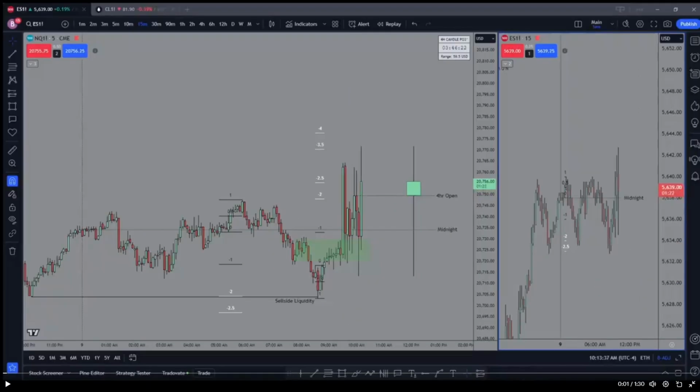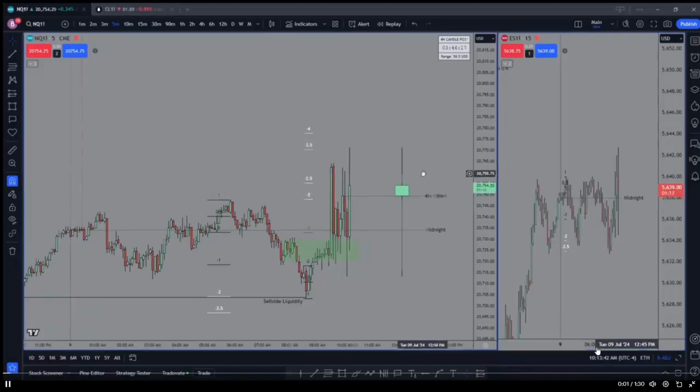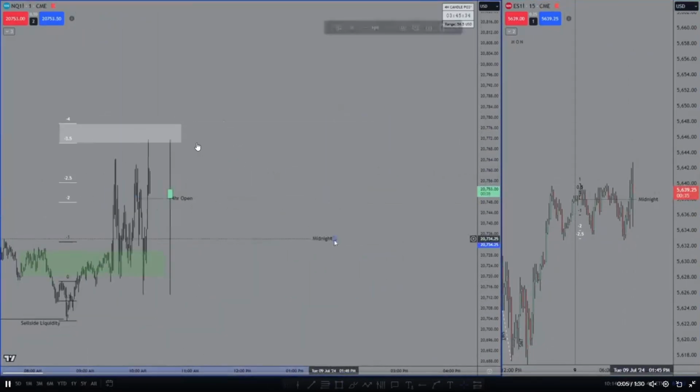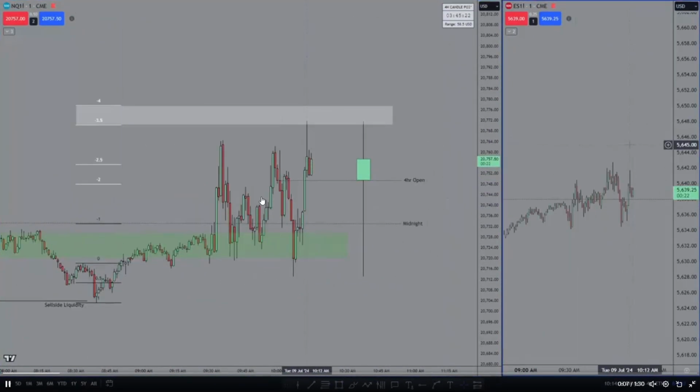All right. This is another example you want to pay attention to because there's some key signatures here that you're going to learn. So in this example, we're trading up into 3.5 to 4 standard deviations. So I am anticipating us to form a bearish setup up here. I'm not looking for a bullish setup once we're hitting that 3.5 to 4 standard deviations. I'm waiting for the SMT to actually confirm it the other way.